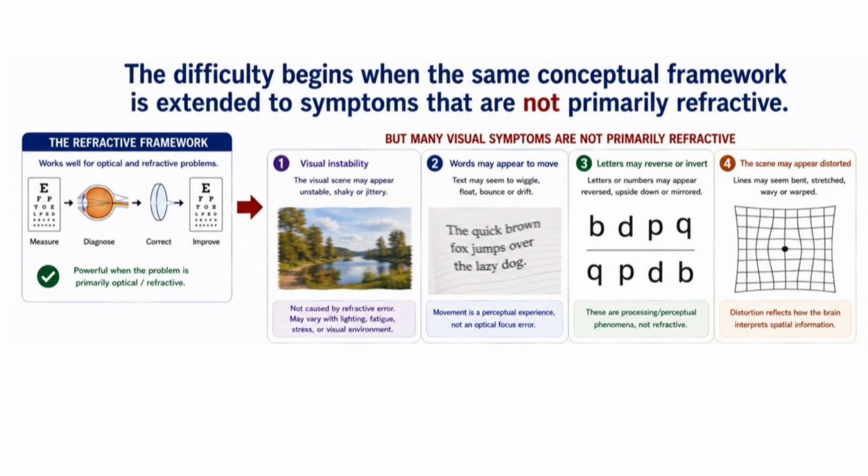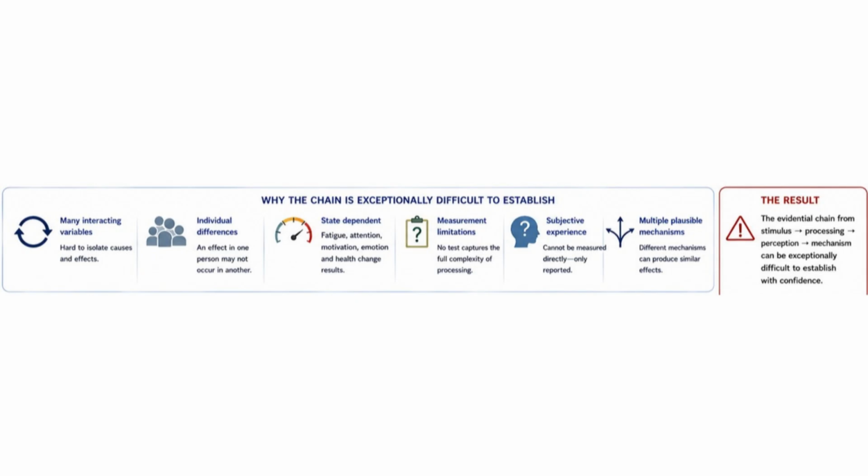If research predominantly measures acuity, refractive error, contrast sensitivity and other conventional endpoints, then those measurements will naturally dominate the evidence base. But phenomena that are difficult to standardize are much harder to investigate. How do we quantify visual movement? How do we measure distortion? How do we quantify a perceptual experience? How do we measure the interaction between color, contrast, spatial frequency, temporal frequency, attention and individual processing? These are difficult scientific questions.